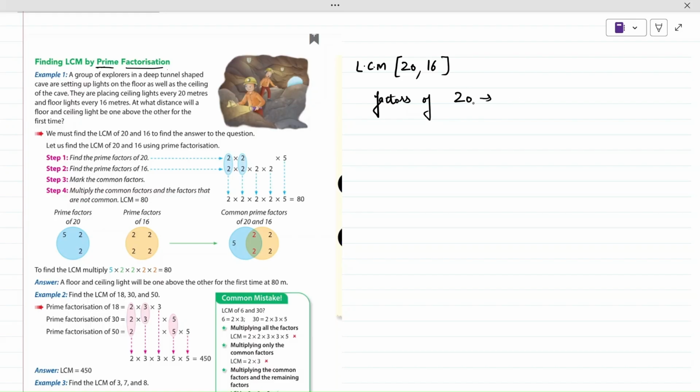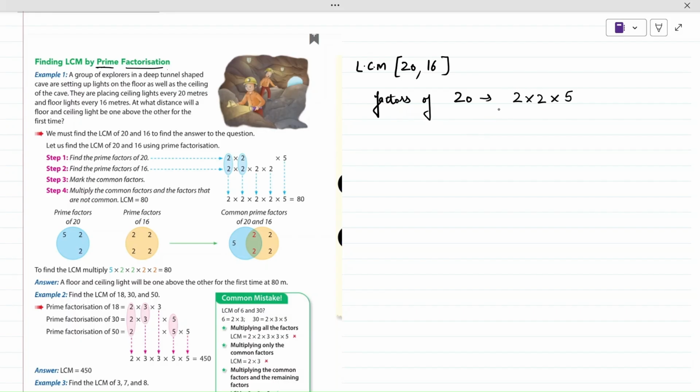So let us start. What are the factors of 20? Factors of 20 are, we will start with 2. Okay, so this is 2 multiplied by 2, that is 4, multiplied by 5 is 20. Okay, so the product of these three is 20. These three are the factors of the number 20.